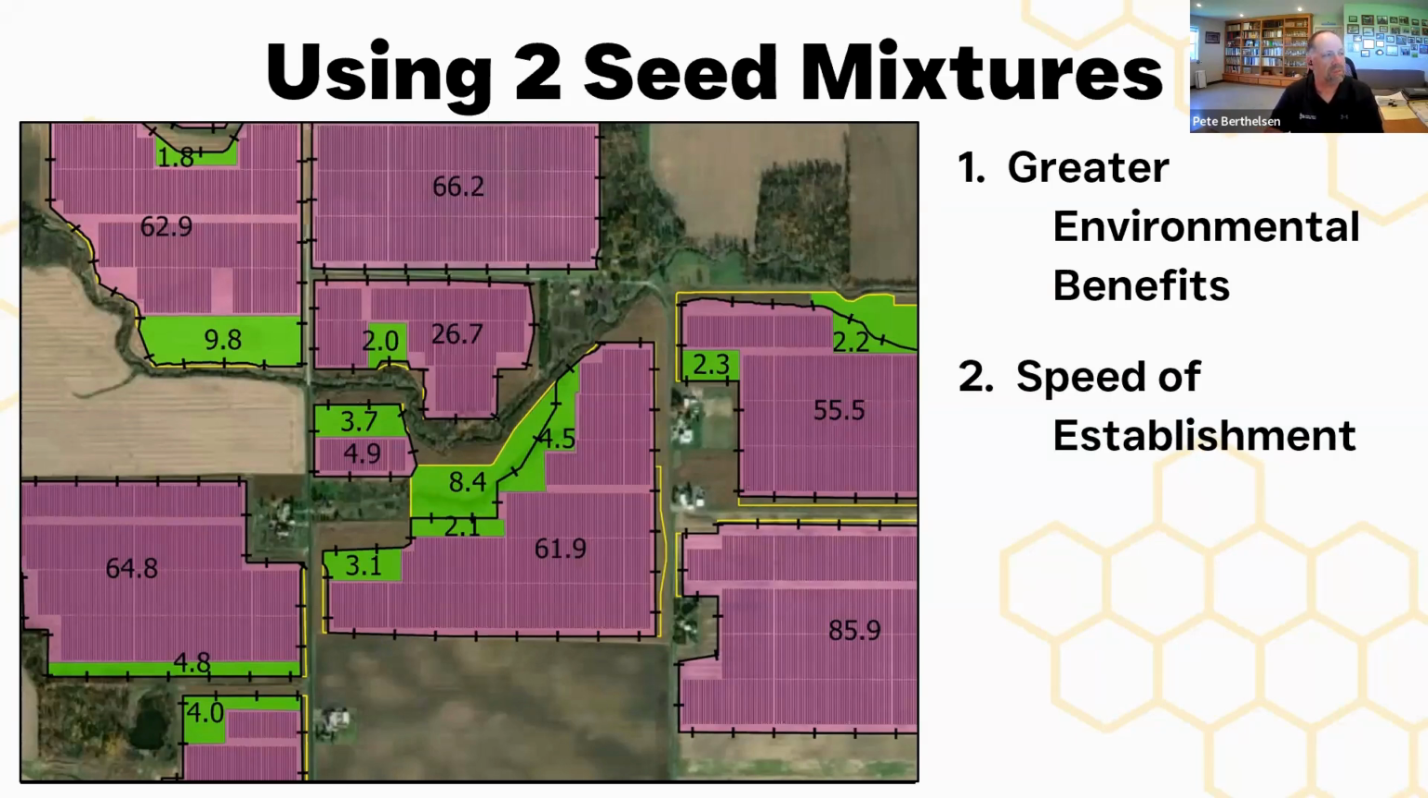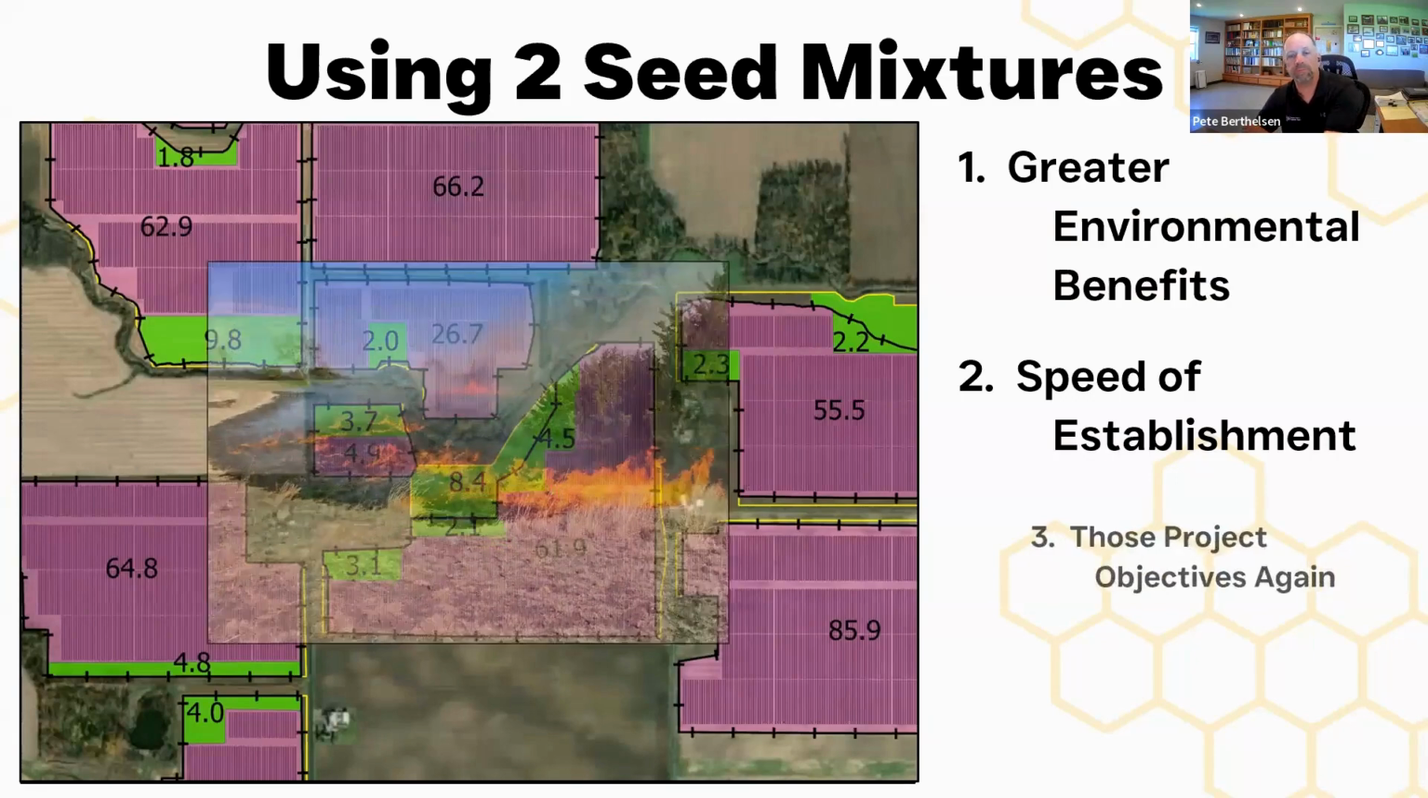And one of the reasons why we use 2 seed mixtures is because we can design a seed mixture that establishes very, very quickly, like within a year, and doesn't follow that sleep, creep, leap strategy that we showed you earlier. So we can get different paces of establishment and benefit.